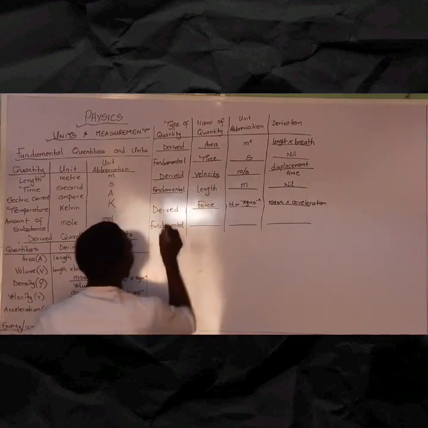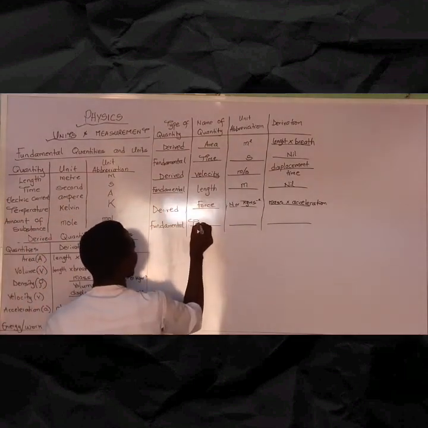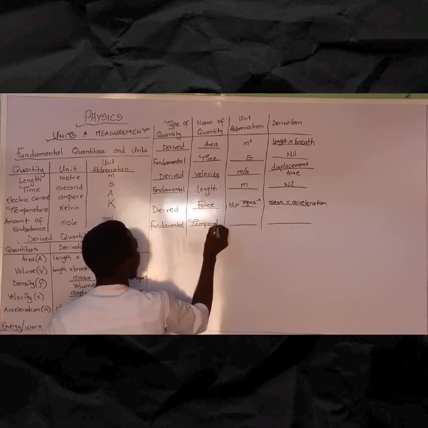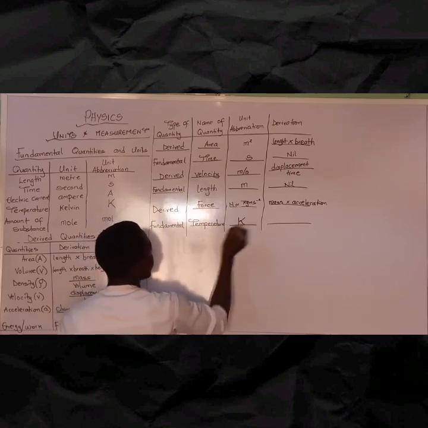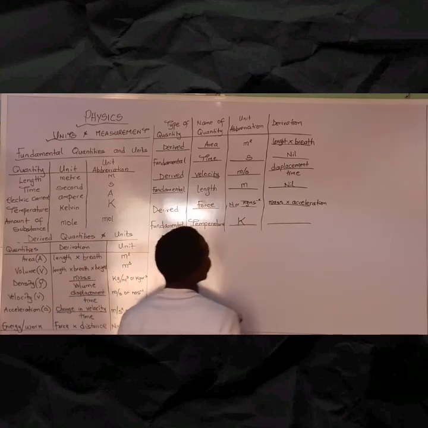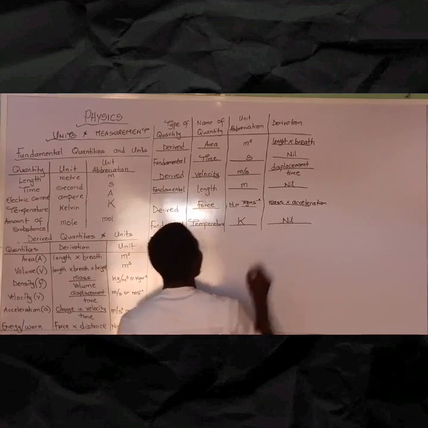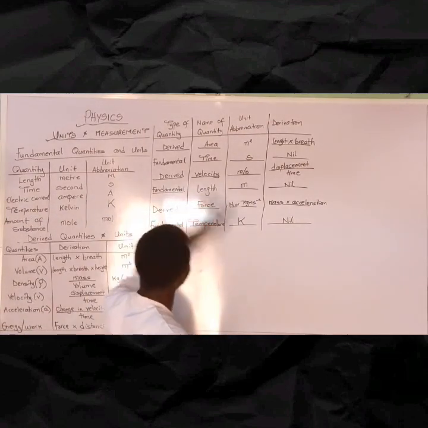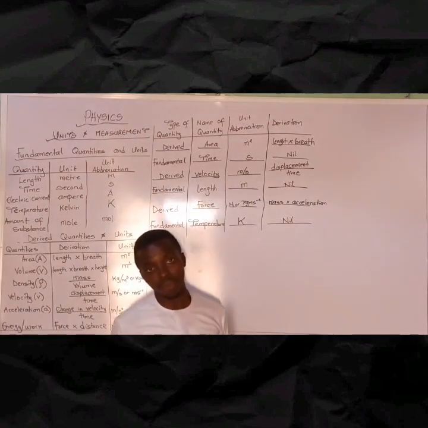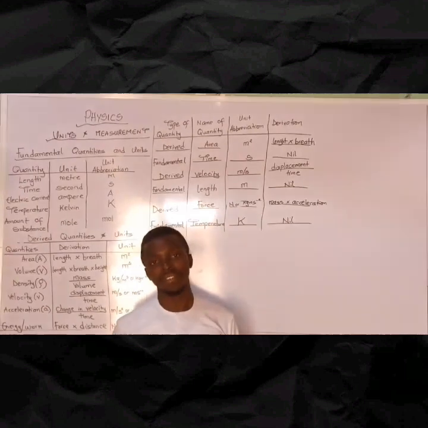Let's choose temperature. So the name of the quantity is temperature. The unit abbreviation is Kelvin. Please, not degrees Celsius. Kelvin. Derivation is nil, it's a fundamental quantity. So this is just the summary of your fundamental quantities and your derived quantities.